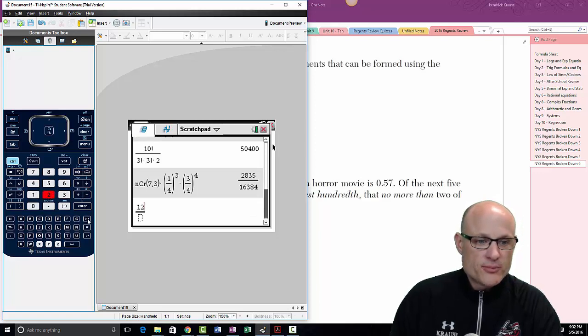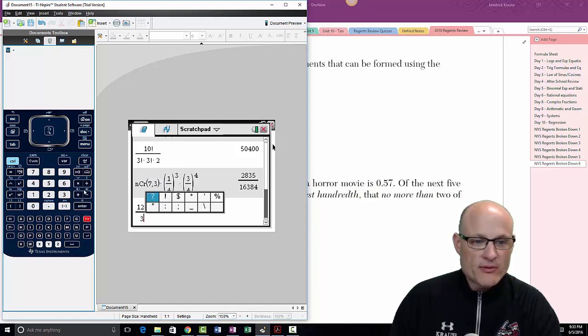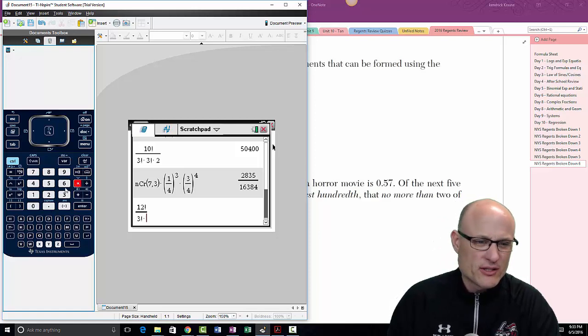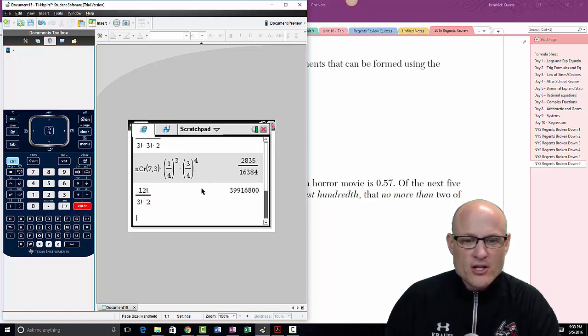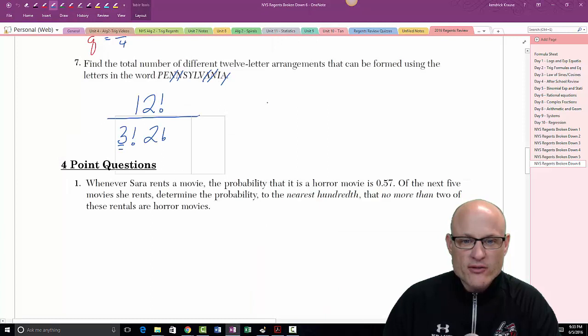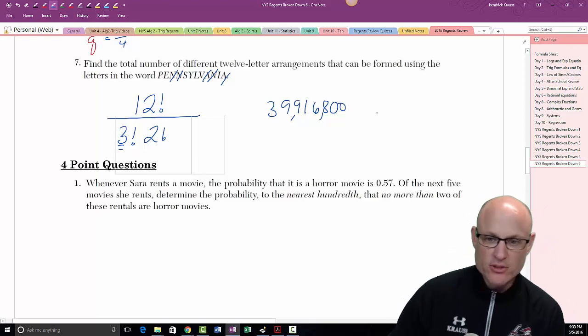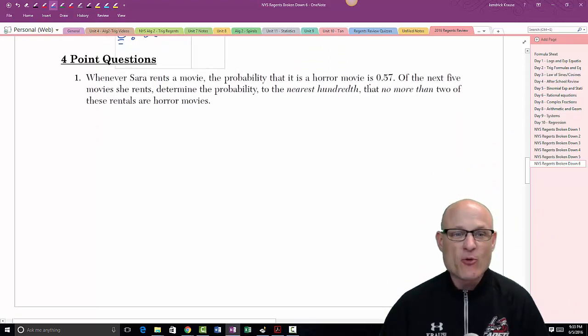12 factorial. I mean, this is going to be a ginormous number. Divided by 3 factorial. By the way, 3 factorial is 6. So if you just want to put 6 in your calculator, that's cool. On the Regents exam, please put 3 factorial in. So 399,168, 00. So 39,916,800. Holy mackerel.